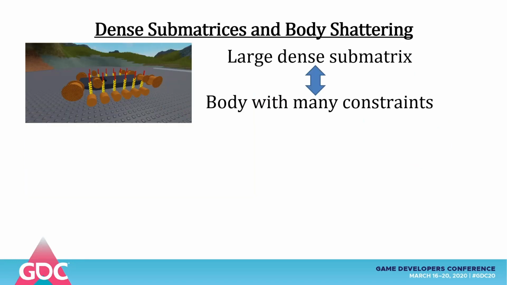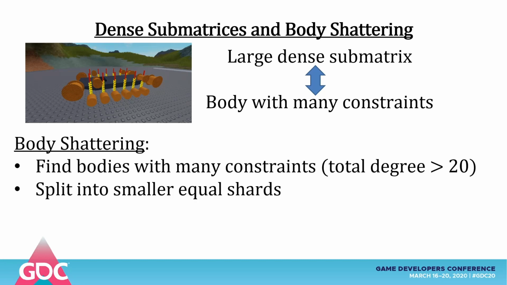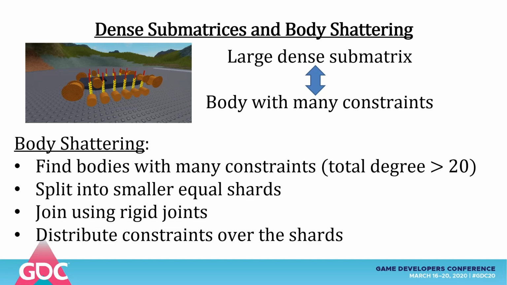So dense sub-matrices appear where we have a rigid body with many constraints, like the body of the tank. Here, we introduce a method called body shattering. It finds bodies with many constraints where the sum of the degrees should be more than 20, splits the rigid body into smaller shards, joins these shards using rigid joints, and equally distributes the constraints over these shards.